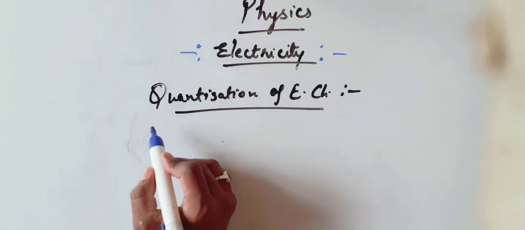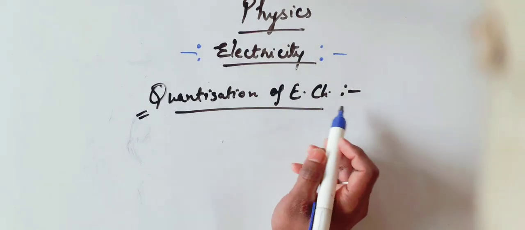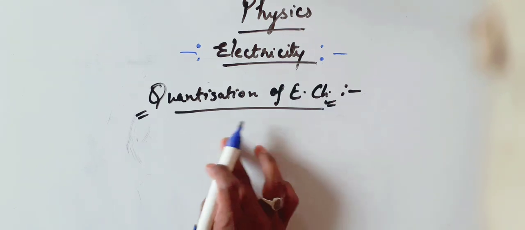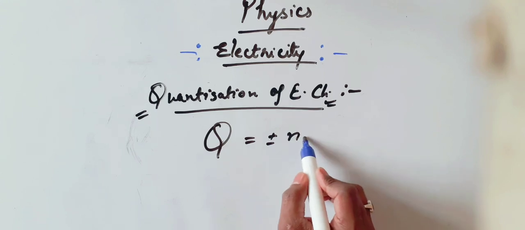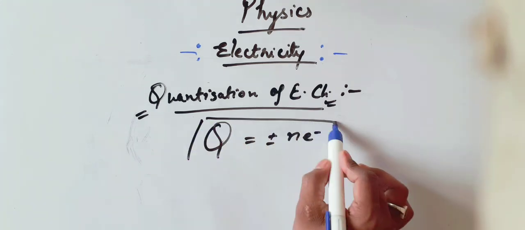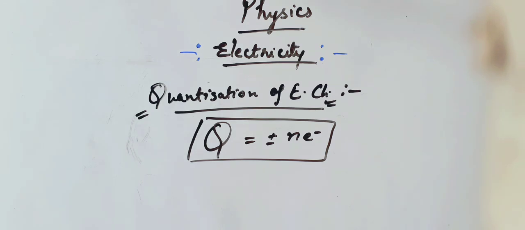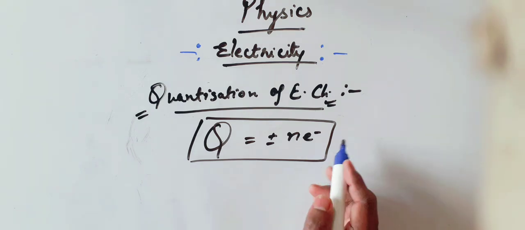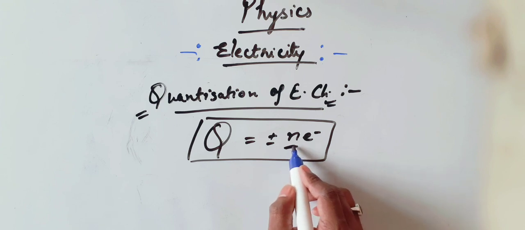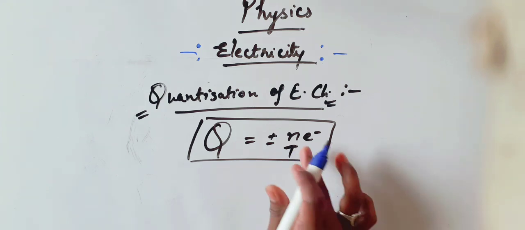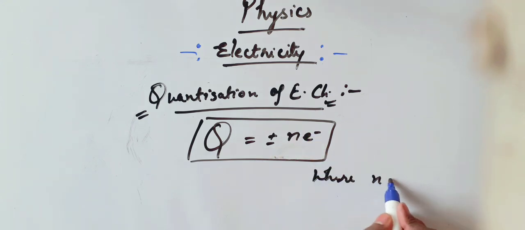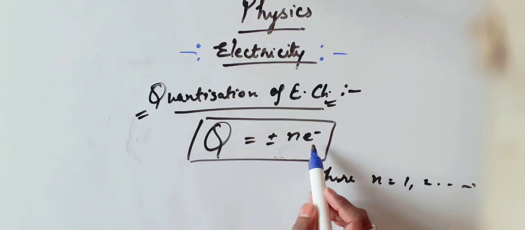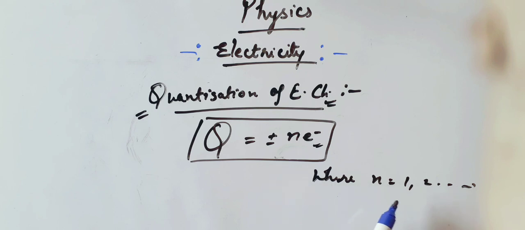One more thing I want to discuss in this chapter is quantization of electric charge. What do you mean by quantization of electric charge? Electric charge is an integral multiple of the fundamental unit of charge. It means it is an integral multiple and cannot be a fraction, where n can be equal to 1, 2, 3 and so on. So charge is an integral multiple of the fundamental unit of charge.